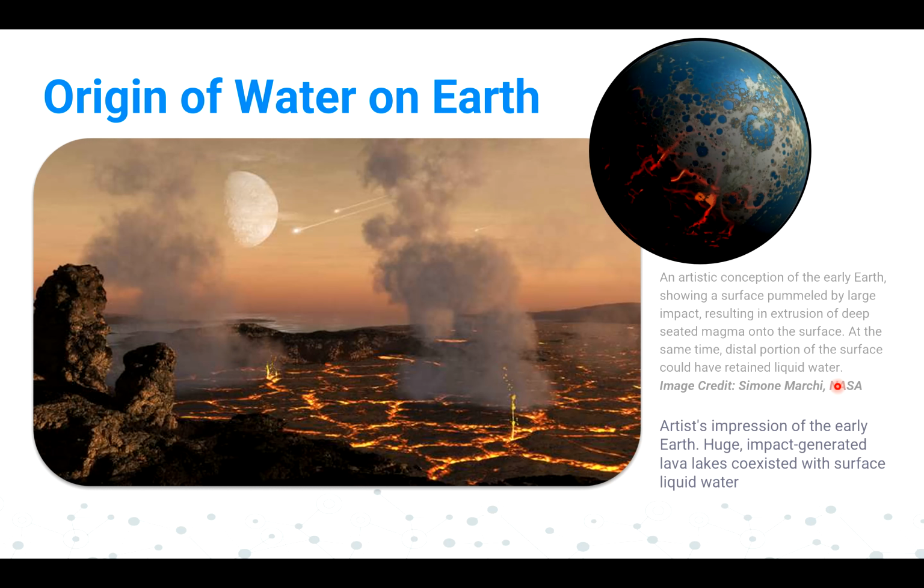An artistic conception of the early Earth showing a surface, right? This is an artificial image; it results in extrusion of deep-seated magma on the surface. At the same time, the distal portion of the surface could have retained liquid water. That means, in this artist's impression of the early Earth, huge impact-generated lava lakes coexisted with surface liquid water. So all of this makes sense: yes, water was there.